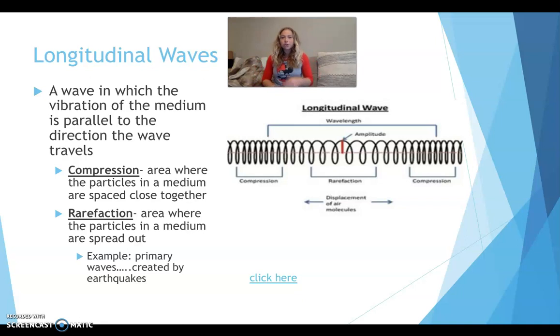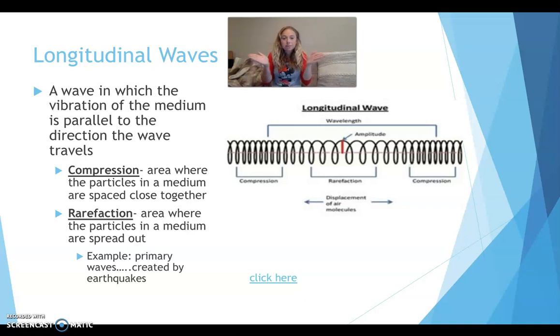The difference between longitudinal and transverse is that in transverse, the waves are moving left to right, and their particles are moving up and down. So the particles are moving perpendicular to the motion of the wave. In longitudinal, they're going to be moving parallel with each other. So in a longitudinal wave, you're going to have compression and refraction along the way.